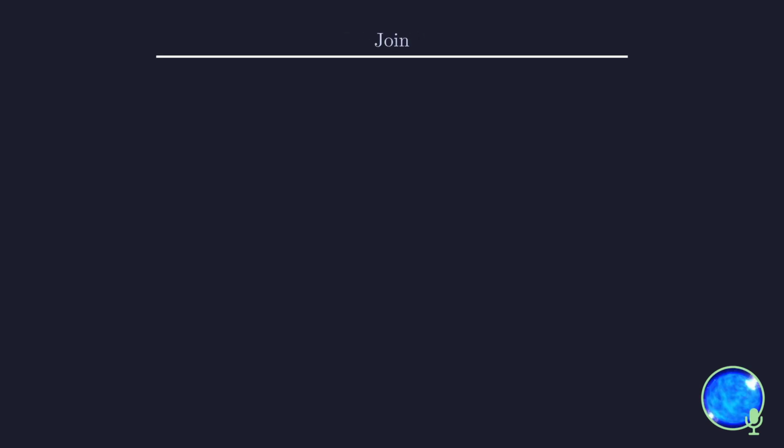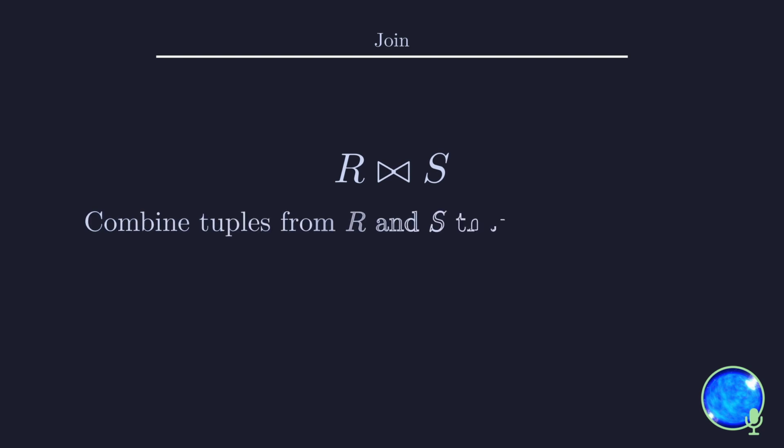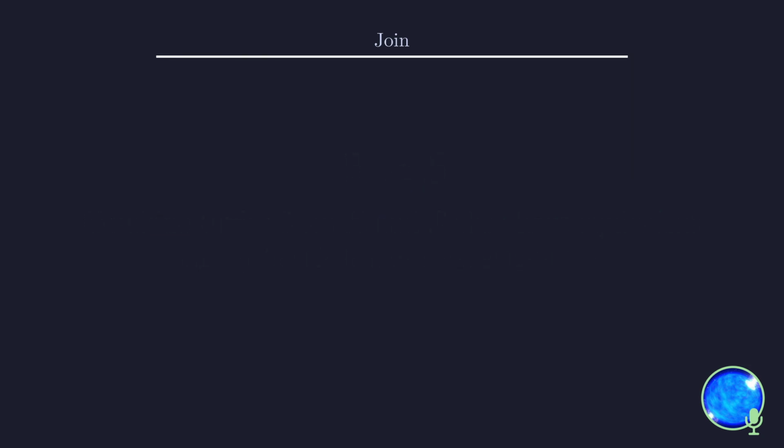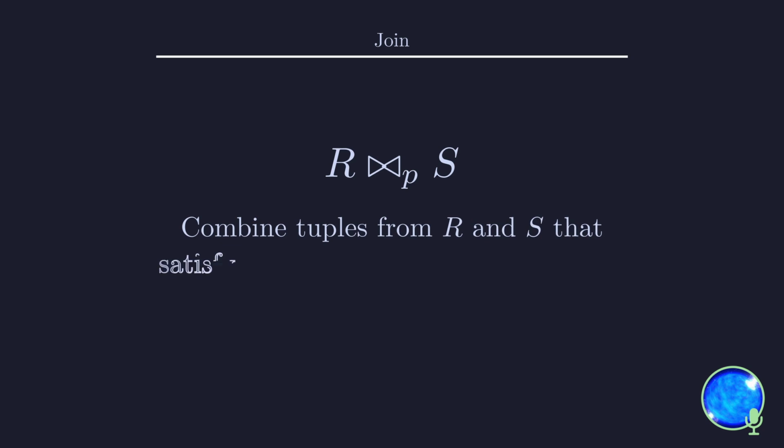The join operation is similar to the cross product but with extra conditions. The natural join, written R join S, combines tuples from R and S that have equivalent values for their common attributes. The majority of join operations, however, will contain the predicate P. This join operation combines tuples from R and S that make this predicate true when combined.